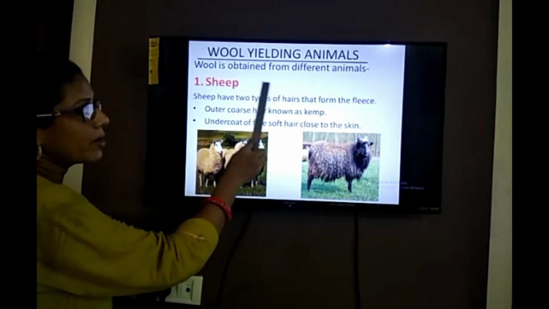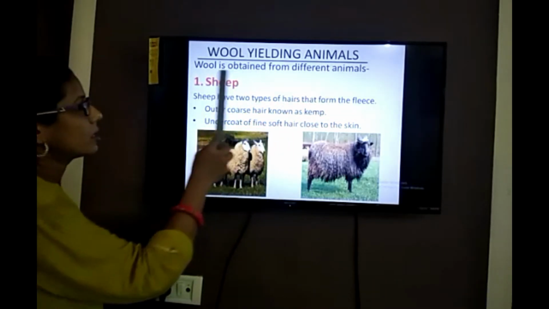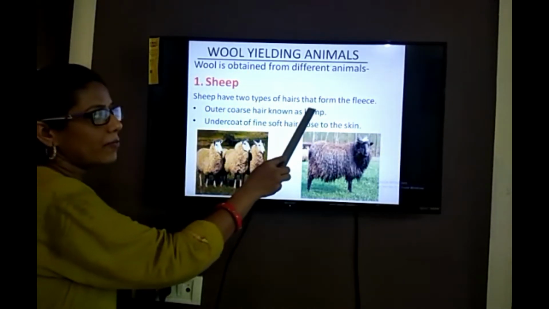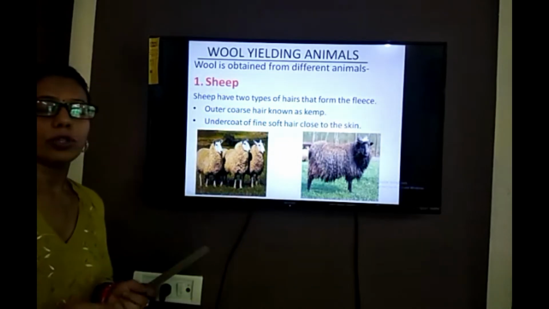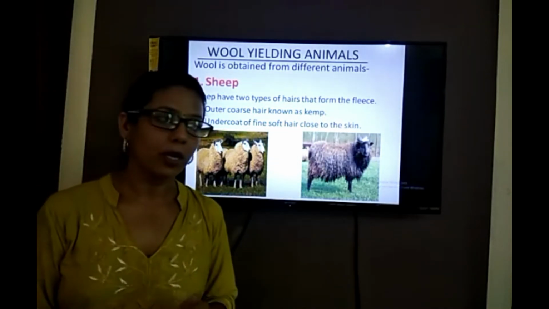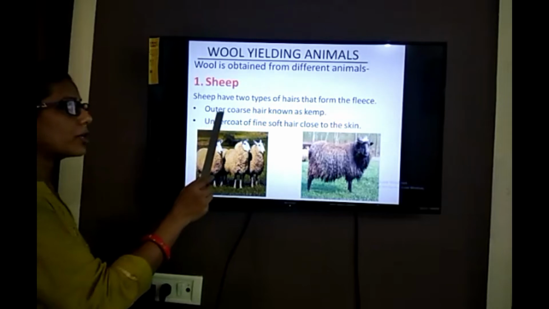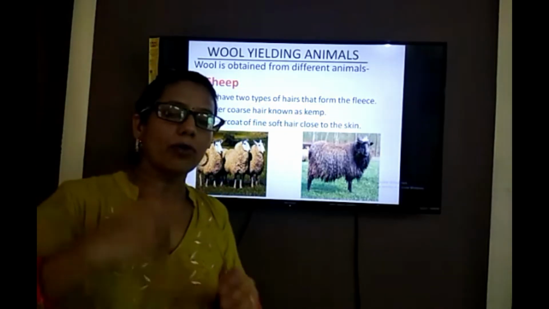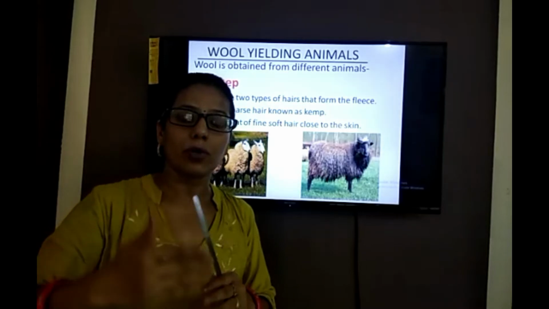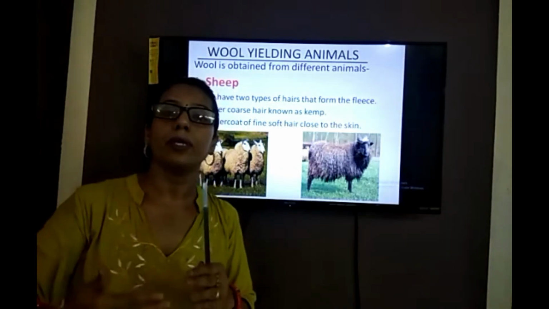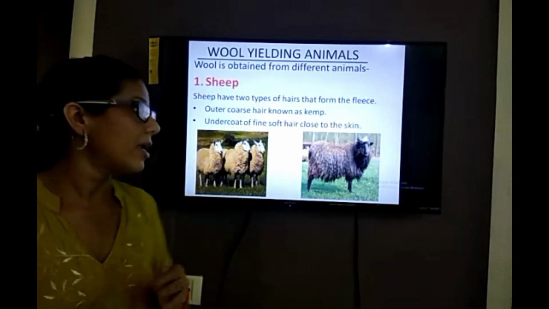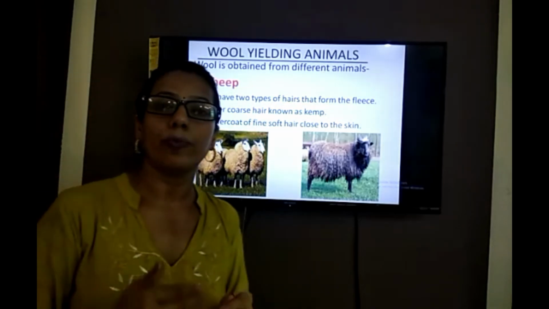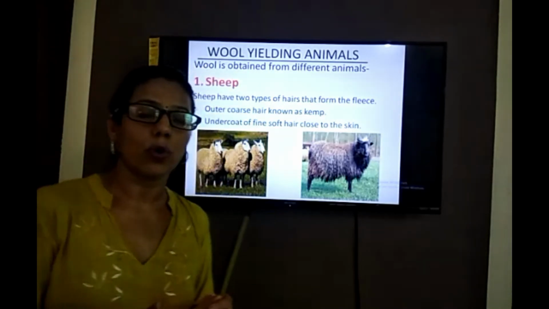Wool is obtained from different animals. The first is sheep. Sheep have two types of hair that form the fleece. It means on the sheep's body there are two types of hair. The first is the outer coarse hair, known as scame. Coarse hair means the rough hair, and these rough hairs are used to make hosiery items, like socks.